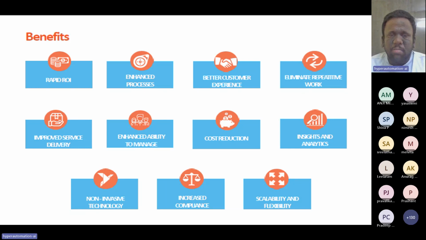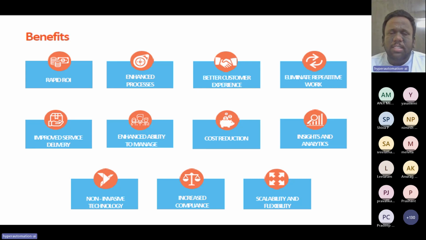Nothing but if there is some increase or decrease in volume, we can still accommodate it easily in terms of RPA utilization, because you will be running your bots in virtual machines. You are scaling your virtual machines up or down based on your volume, which can happen in a couple of days, basically. So we have a greater advantage here in terms of scalability and flexibility.